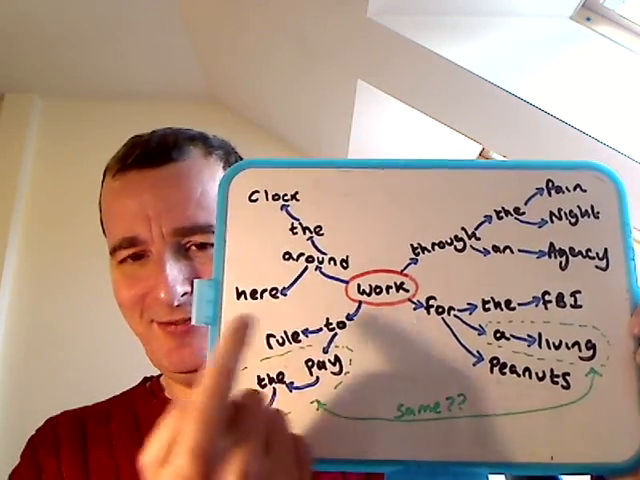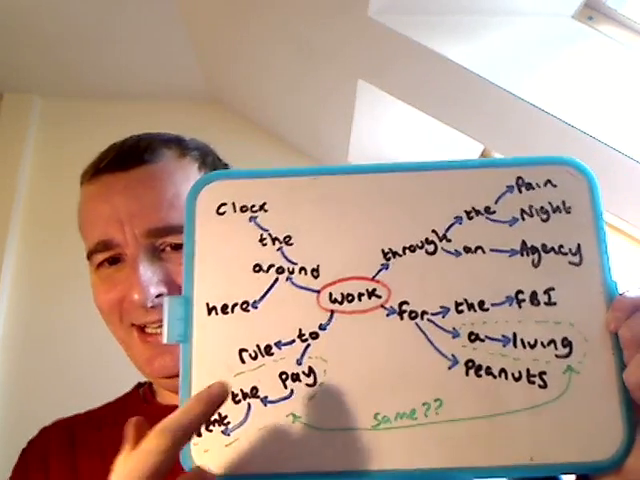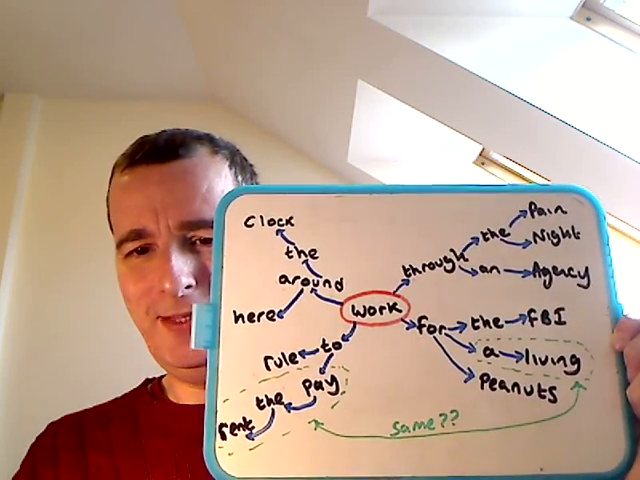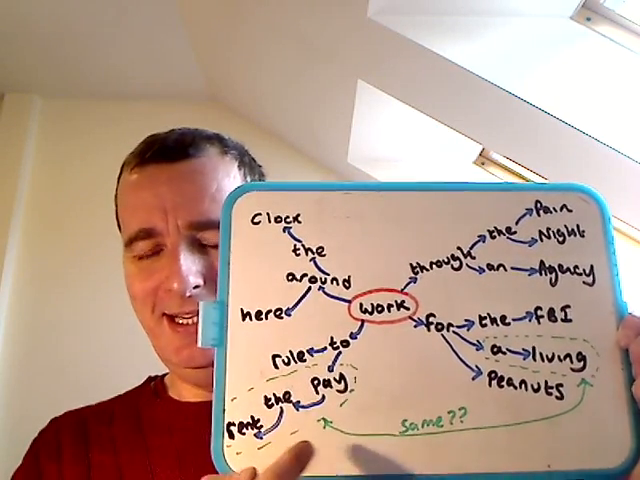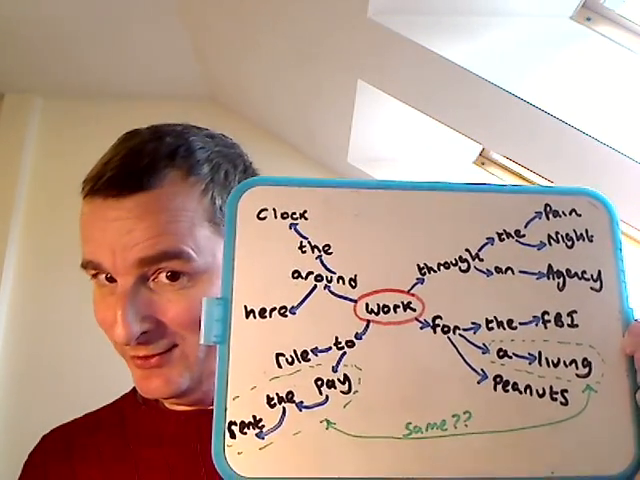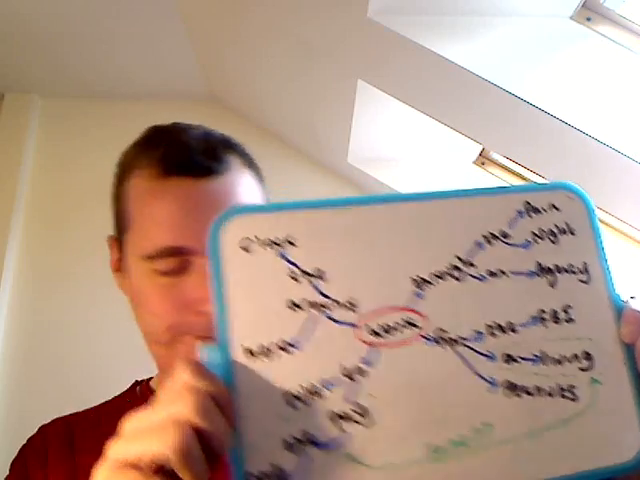So I've put, just for fun, dotted ellipses around a living and rent and pay the rent. And an arrow saying, are these the same? Something for me to investigate in the future. Yes?